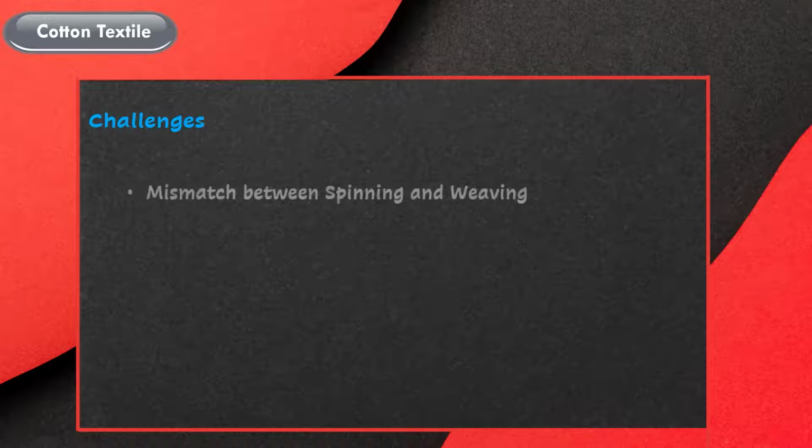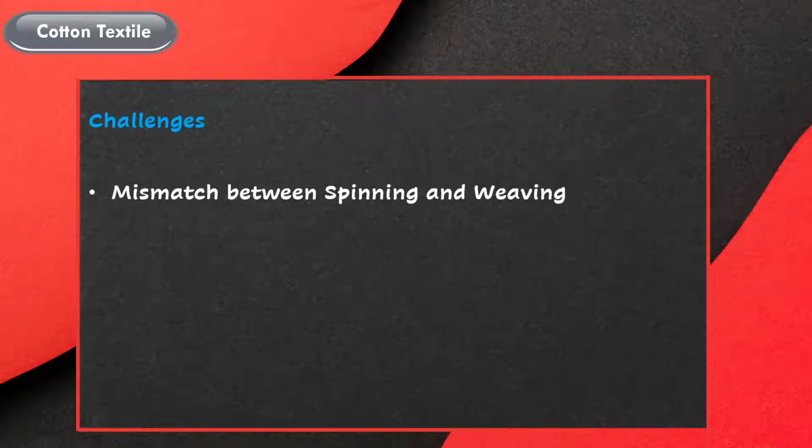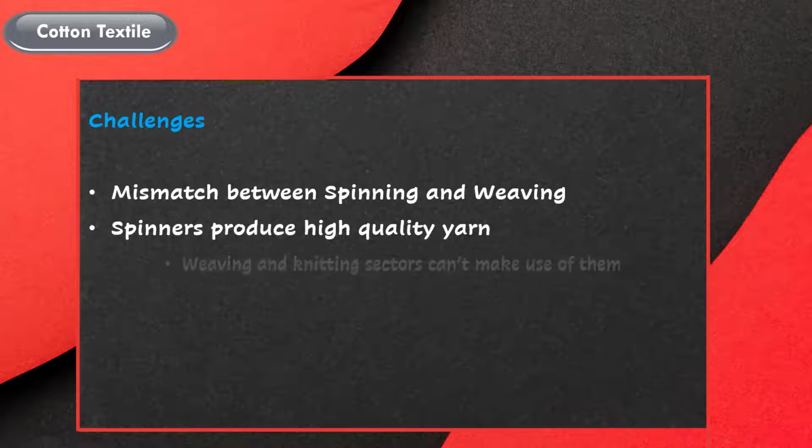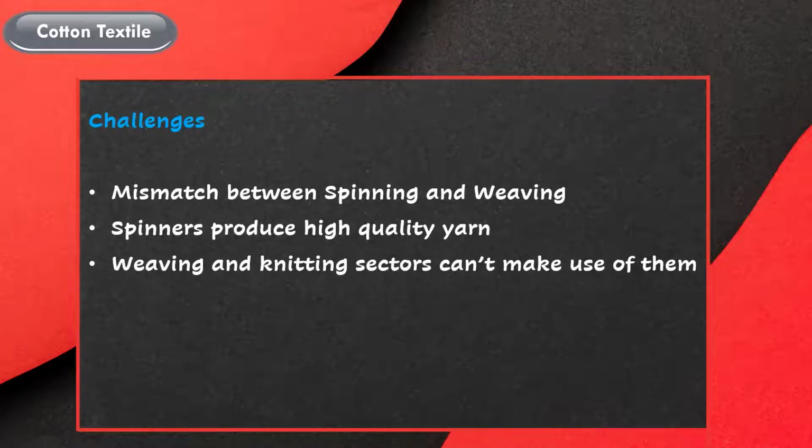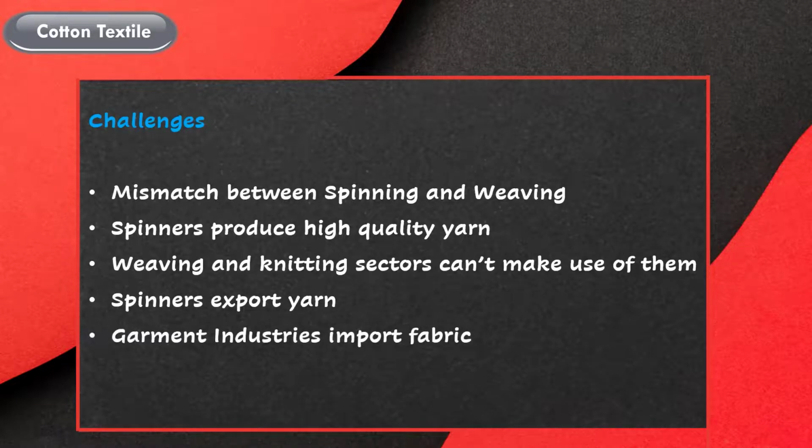Indian cotton textile industry faces a few challenges. The biggest challenge is the mismatch between spinning and weaving. Spinners produce such high-quality yarn that weaving and knitting sectors can't make use of them. So, spinners export yarn. Then, garment industries import fabric to produce finished goods.